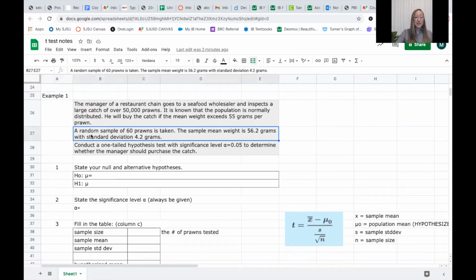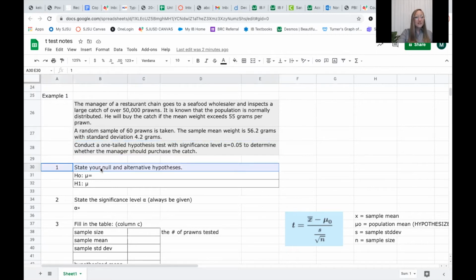A random sample of 60 prawns is taken. Obviously, we're not going to sit there and weigh 50,000 prawns. The sample mean is 56.2 grams for the weight, and then the standard deviation is 4.2. And then we're conducting a one-tailed hypothesis test with a significance level of 5%. 5% is our most common. And we're going to determine whether the manager should purchase the catch.